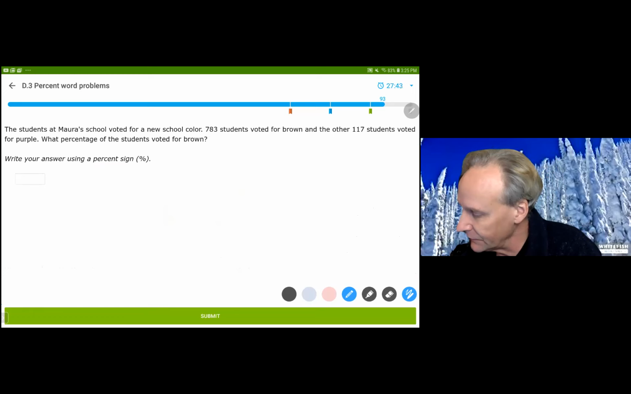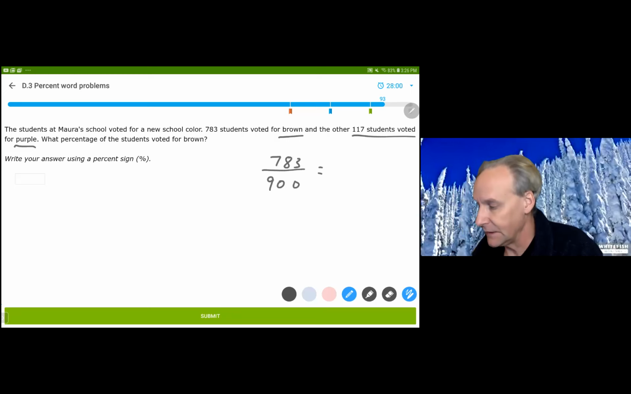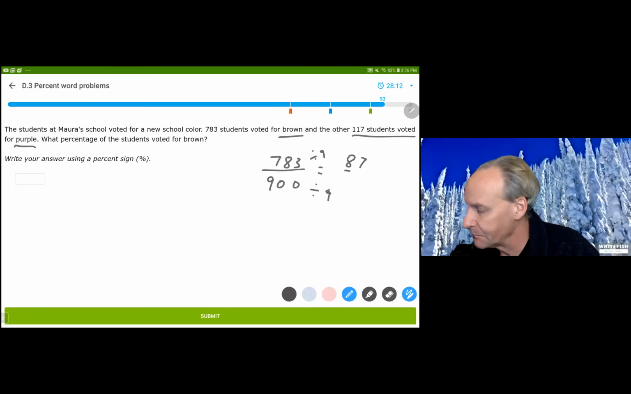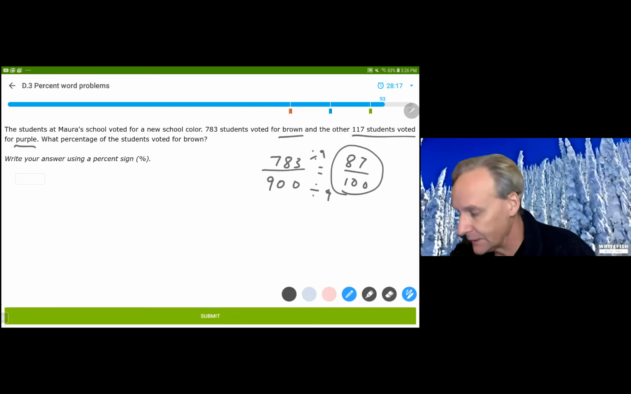783 students voted for brown, and the other 117 voted for purple. What percentage voted for brown? Well, you have to add these together. That is going to be out of 900, and there were 783, and this is divisible. We're just going to divide by 9. That's all I have to do. Divide by 9 and divide by 9. And that happens to be 87 over 100, which is 87%. That is out of 900, yeah.